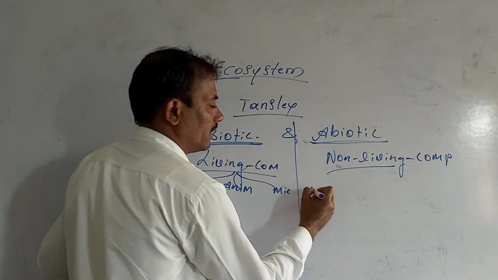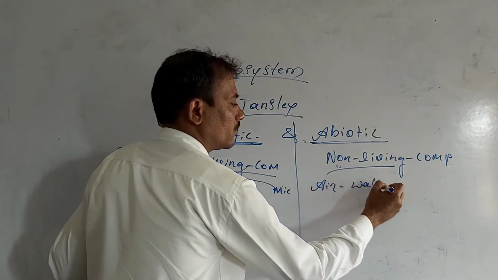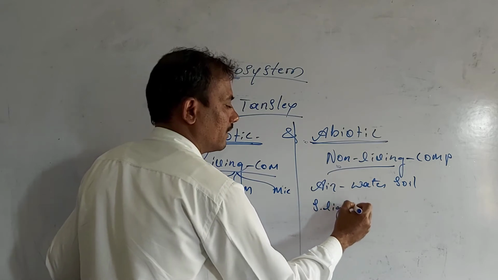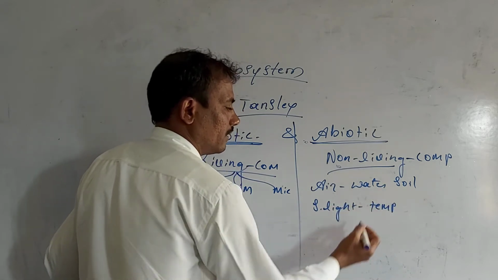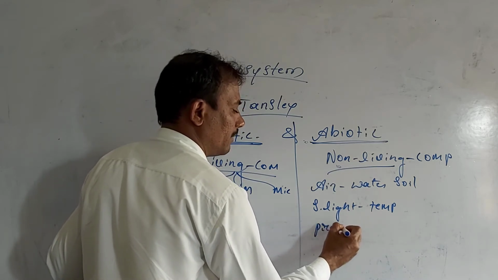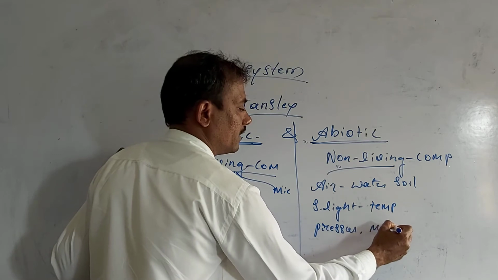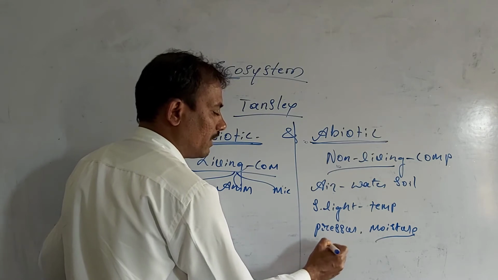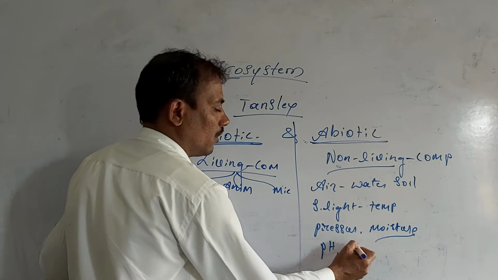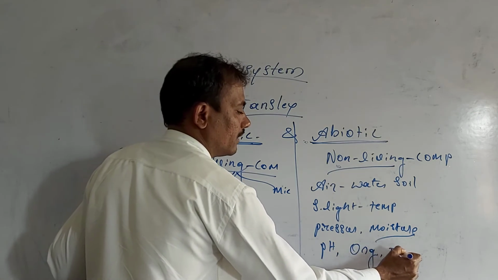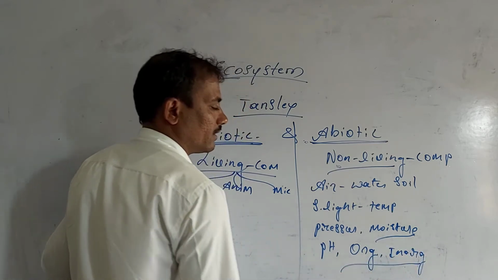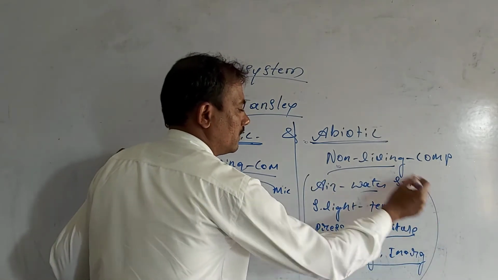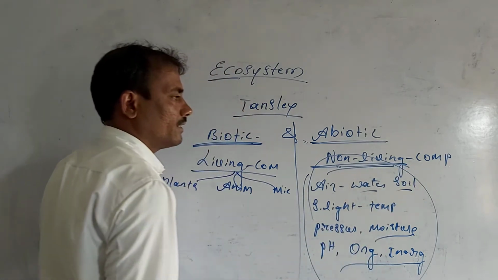The non-living things are the air, the water, the soil, the sunlight, then the temperature of the environment, the air pressure, the moisture content present in the environmental air, then the pH value of the soil or the water, and the organic and inorganic constituents or components of the soil and water. All these are considered non-living components, abiotic factors.